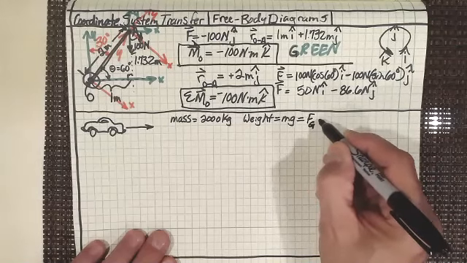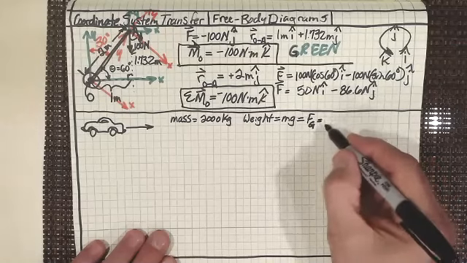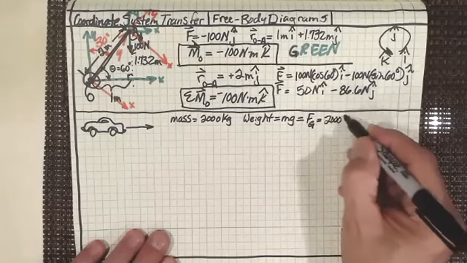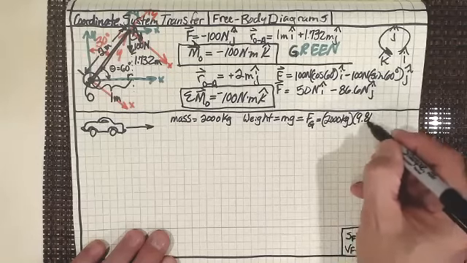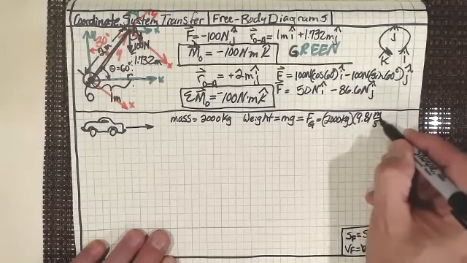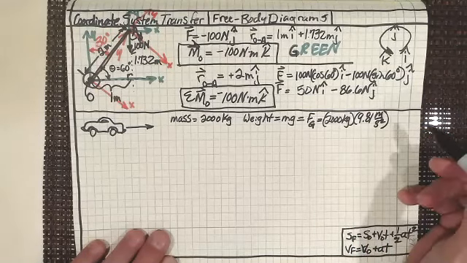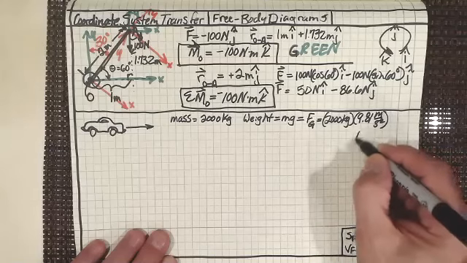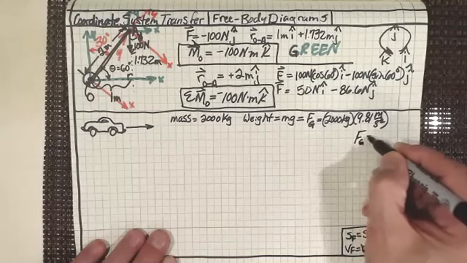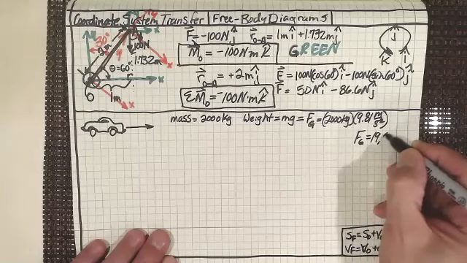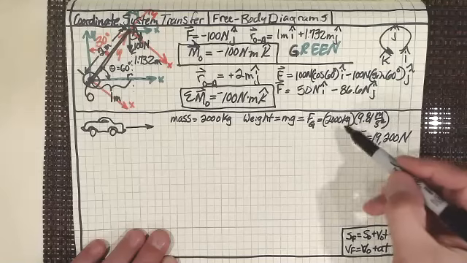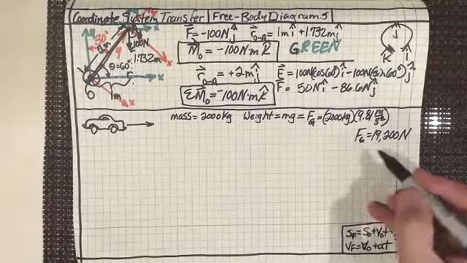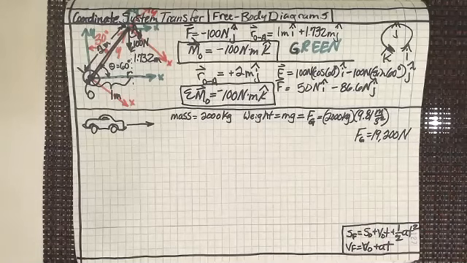So the weight force, and I should really call it F sub G, the gravitational force, is going to be 2,000 kilograms times 9.81 meters per second squared, right? So we know that F sub G is going to be 19,200 newtons, right? Because a newton is a kilogram meter per second squared. So I can use that as a shorthand nickname for that weight.